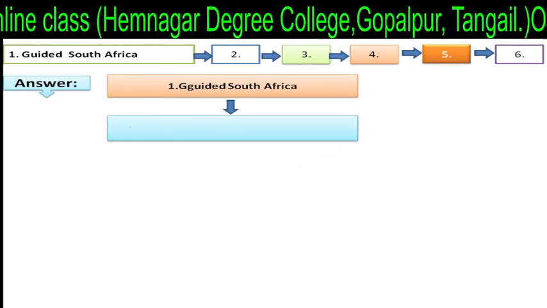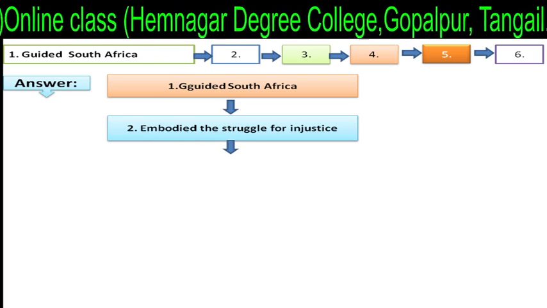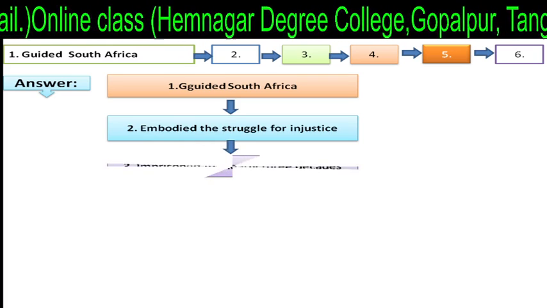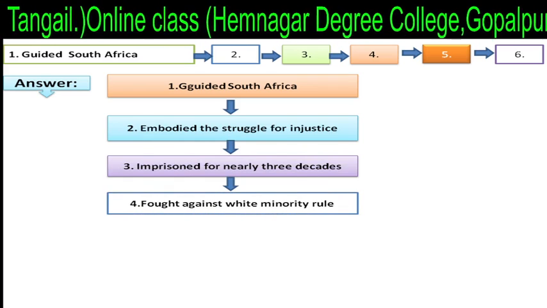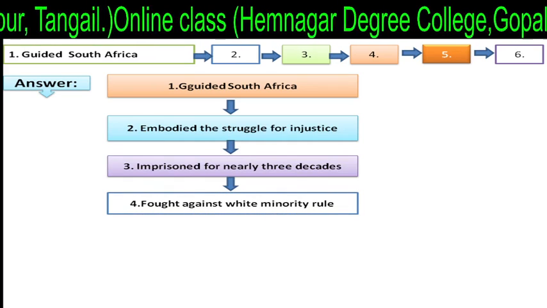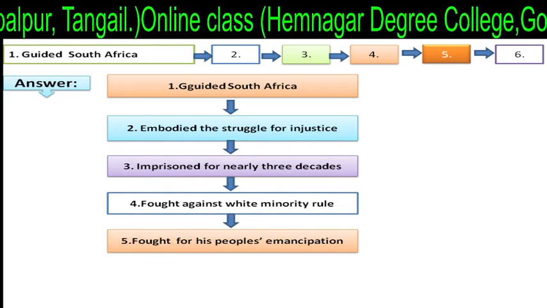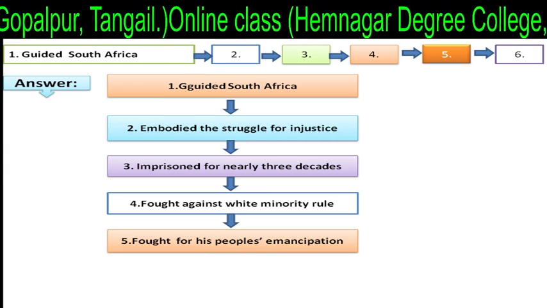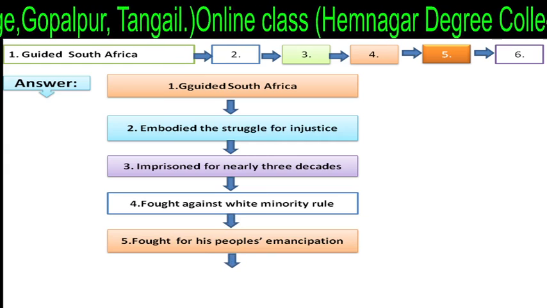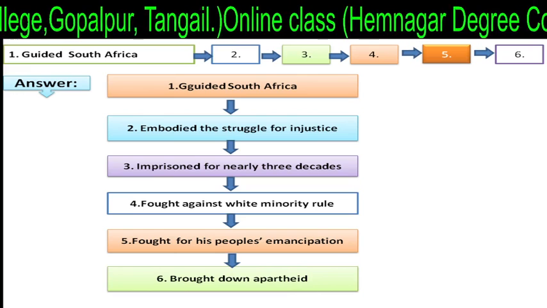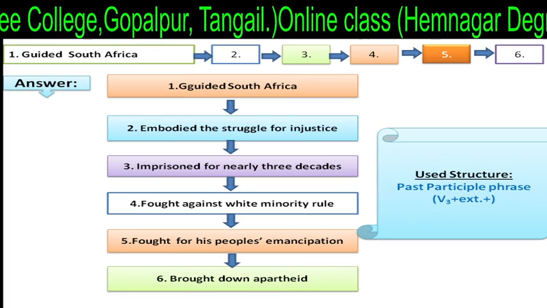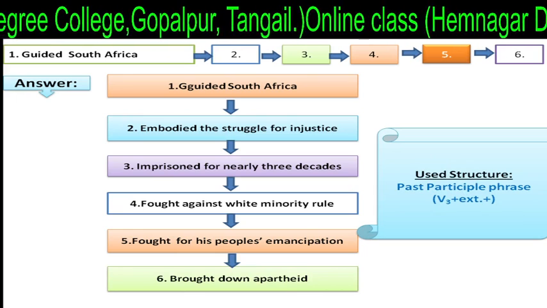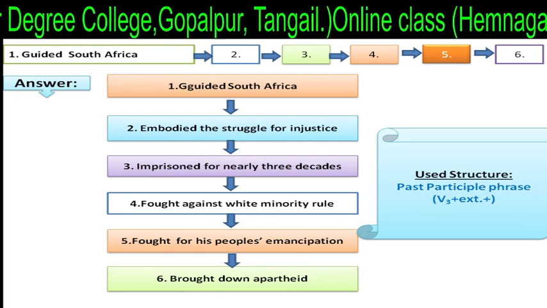Number 1, guided South Africa. Number 2, embodied the struggle for injustice. Number 3, imprisoned for nearly 3 decades. Number 4, fought against white minority rule. Number 5, fought for his people's emancipation. Number 6, brought down apartheid. Here you can see the structure is a past participle phrase, that means V3 plus extension.